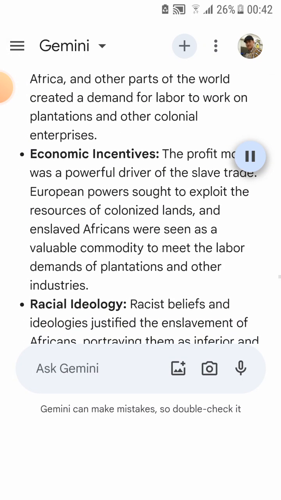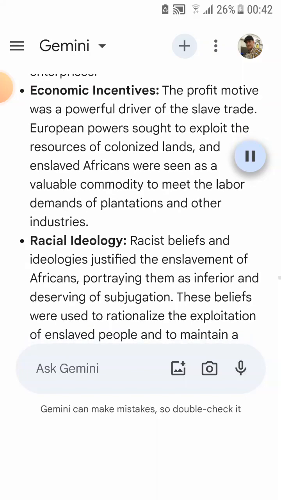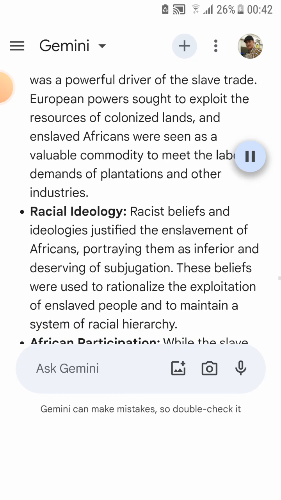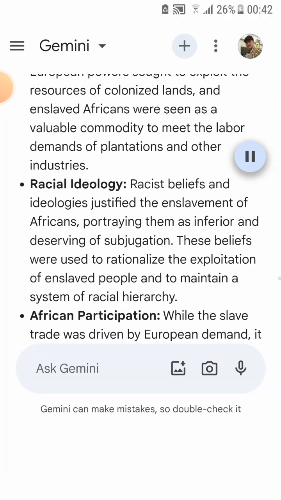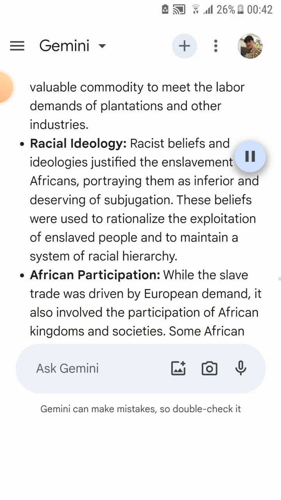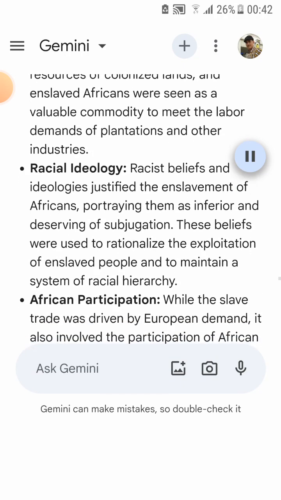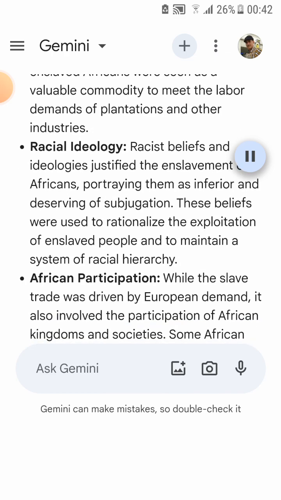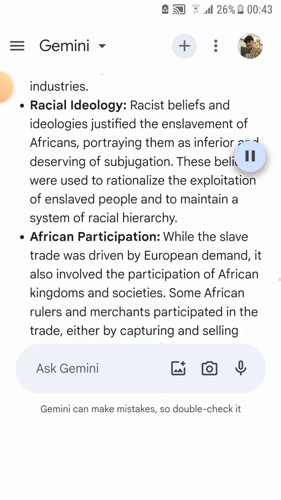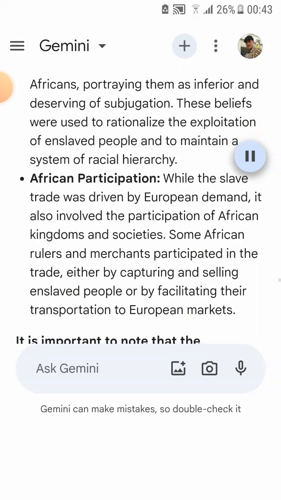Economic incentives. The profit motive was a powerful driver of the slave trade. European powers sought to exploit the resources of colonized lands, and enslaved Africans were seen as a valuable commodity to meet the labor demands of plantations and other industries. Racial ideology. Racist beliefs and ideologies justified the enslavement of Africans, portraying them as inferior and deserving of subjugation. These beliefs were used to rationalize the exploitation of enslaved people and to maintain a system of racial hierarchy.